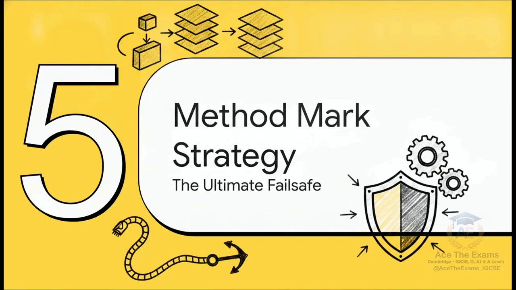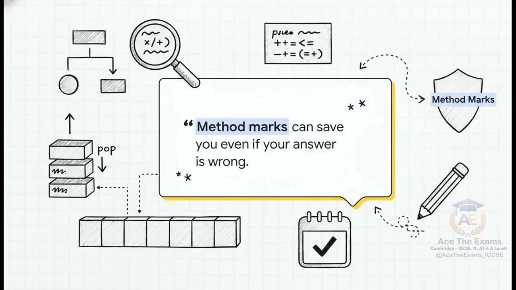Finally, Section 5, the method mark strategy, the ultimate failsafe. I want you to pay close attention to this direct alert from the Cambridge examiners. They said, students lose marks by not showing working. Even if your final answer is wrong, method marks can save you. This is your ultimate safety net. When you're designing algorithms or implementing array solutions, document everything. Write down your logic. Map out exactly where those stack pointers are moving, step by step. Because if you make some silly little arithmetic mistake at the very end, but your documented process is crystal clear, you're still going to capture those crucial method marks.